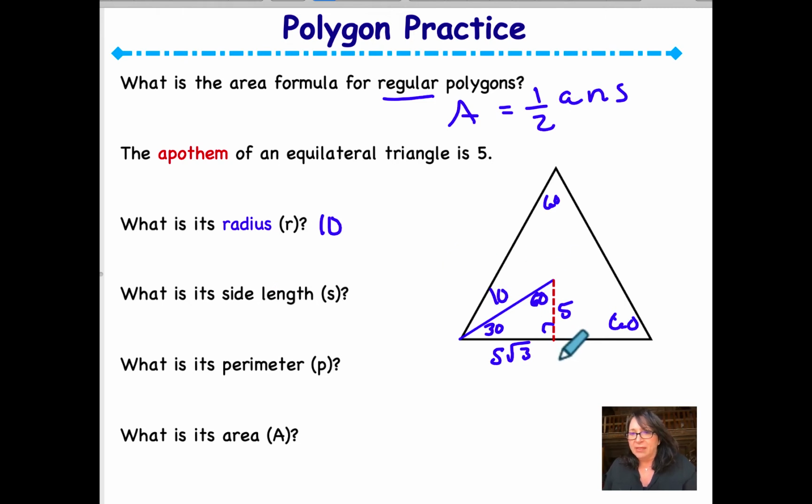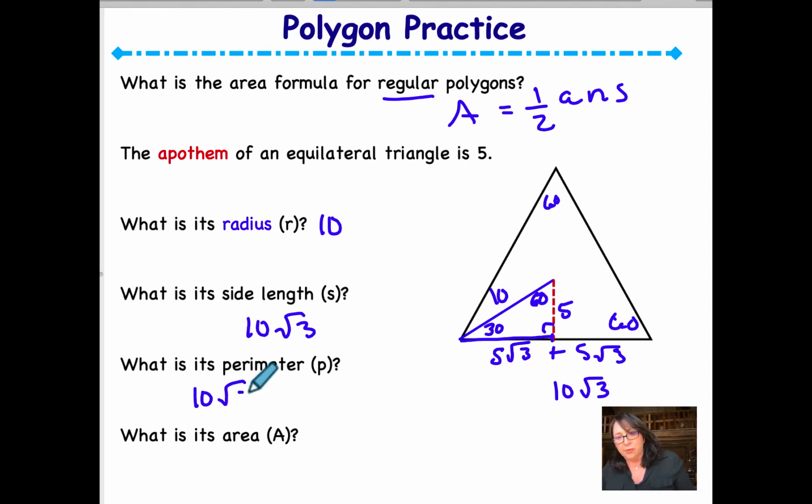The side length then, if my base from here to here is 5√3, I'm going to add another 5√3. So that's going to give me 10√3 for the length of a side. So we have 10√3. Now the perimeter is 3 of those. So 10√3 times 3 is going to equal 30√3.